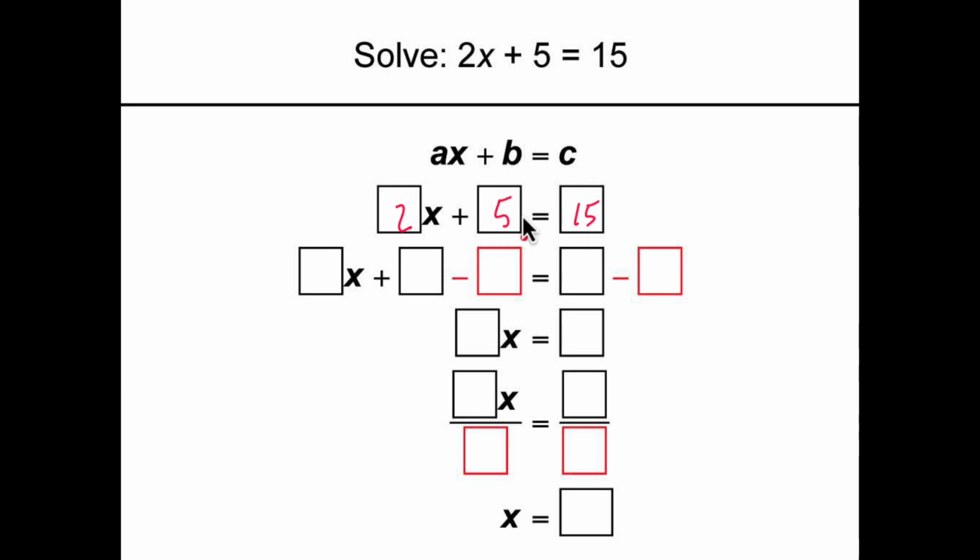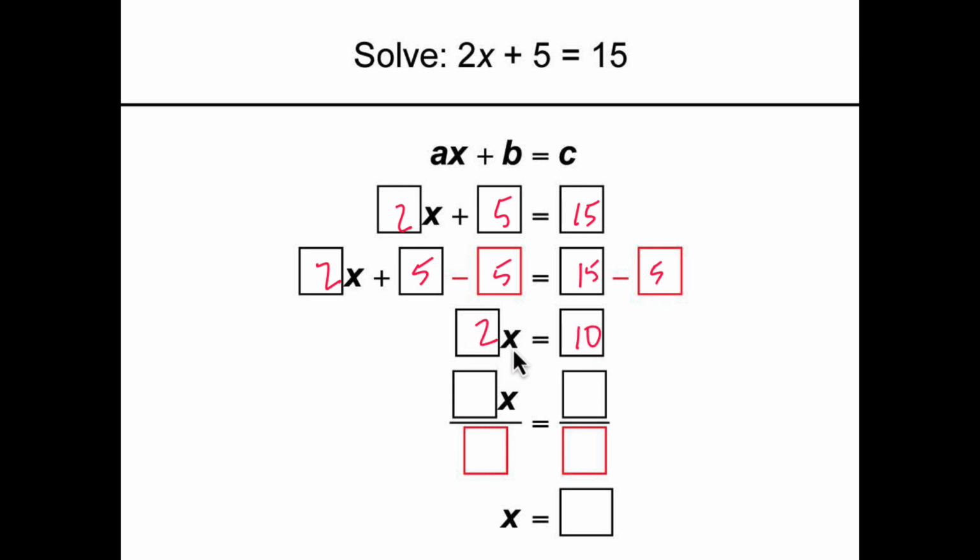We undo the addition here by subtracting, so we get 2x plus 5 minus 5 equals 15 minus 5. So we subtract this value 5 from both sides of the equation. This leaves 2x equals 15 minus 5, or 10.